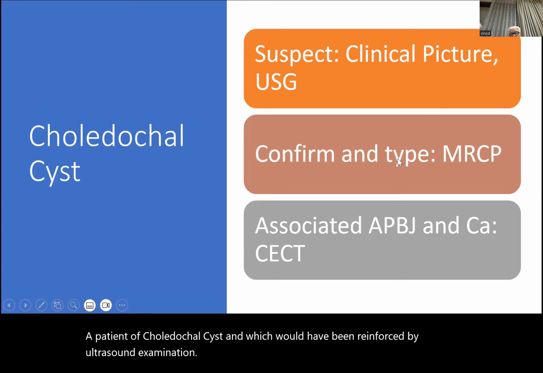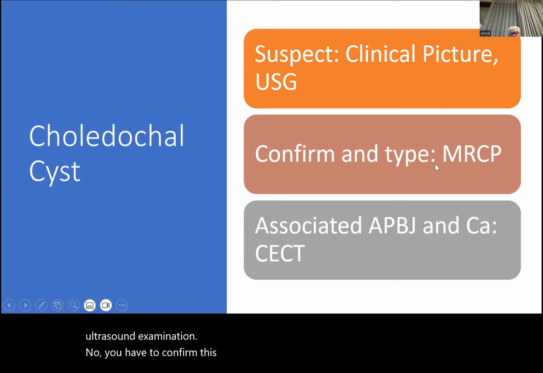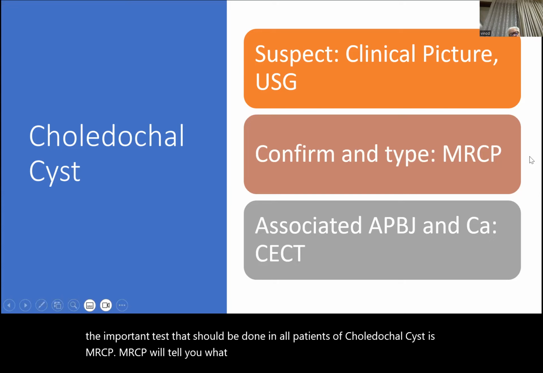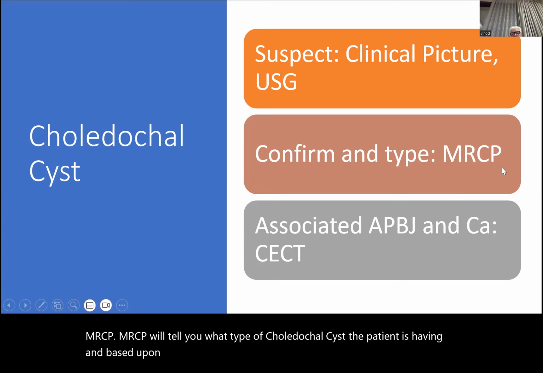Now, you have to confirm this. And how do you confirm it? I think in today's time, the important test that should be done in all patients of choledochal cyst is MRCP. MRCP will tell you what type of choledochal cyst the patient is having. And based upon that, you can plan your treatment.